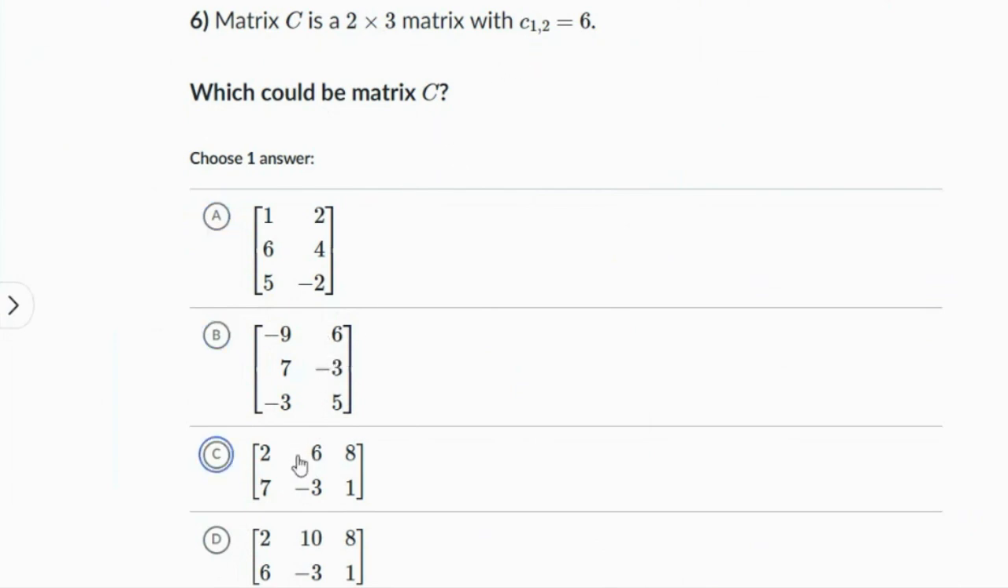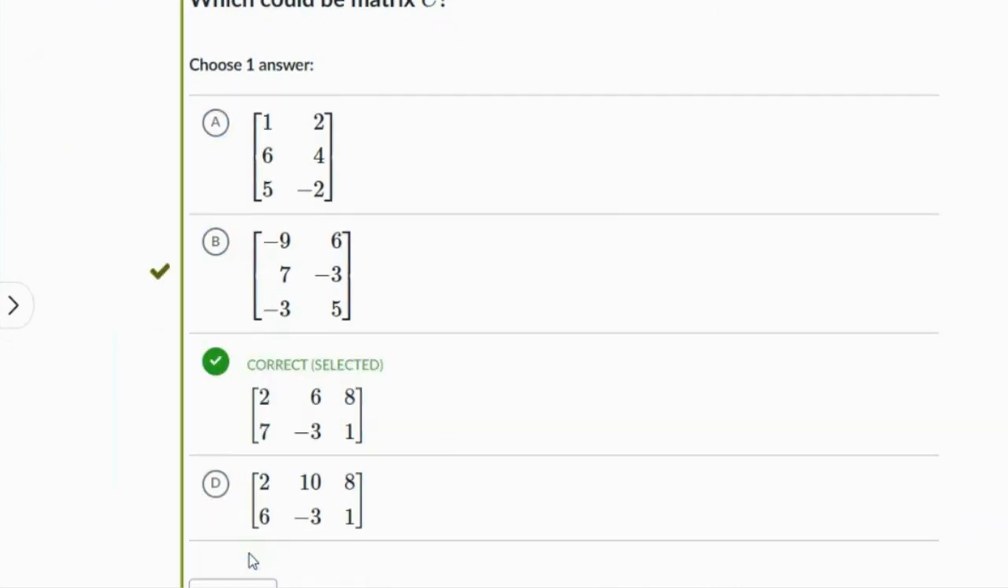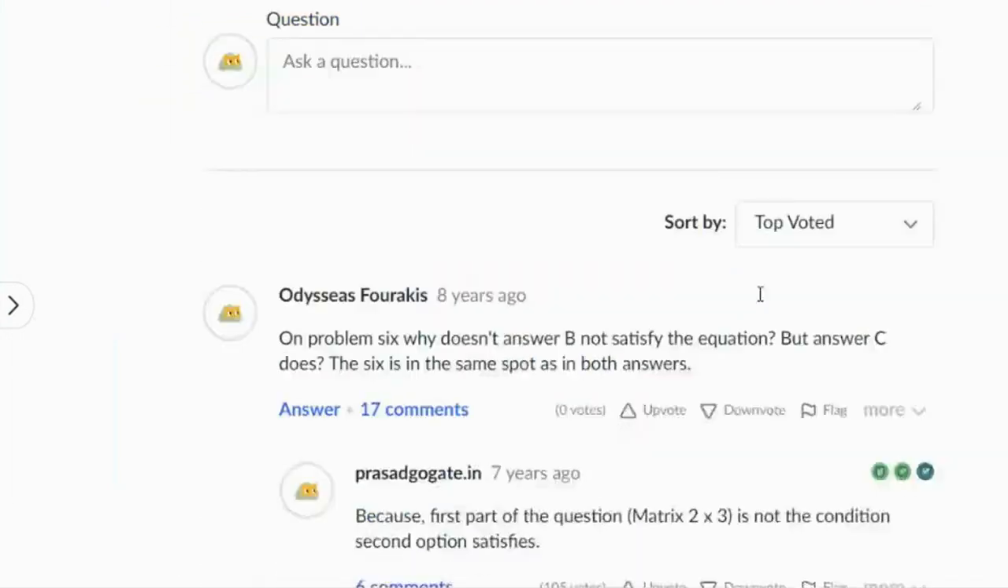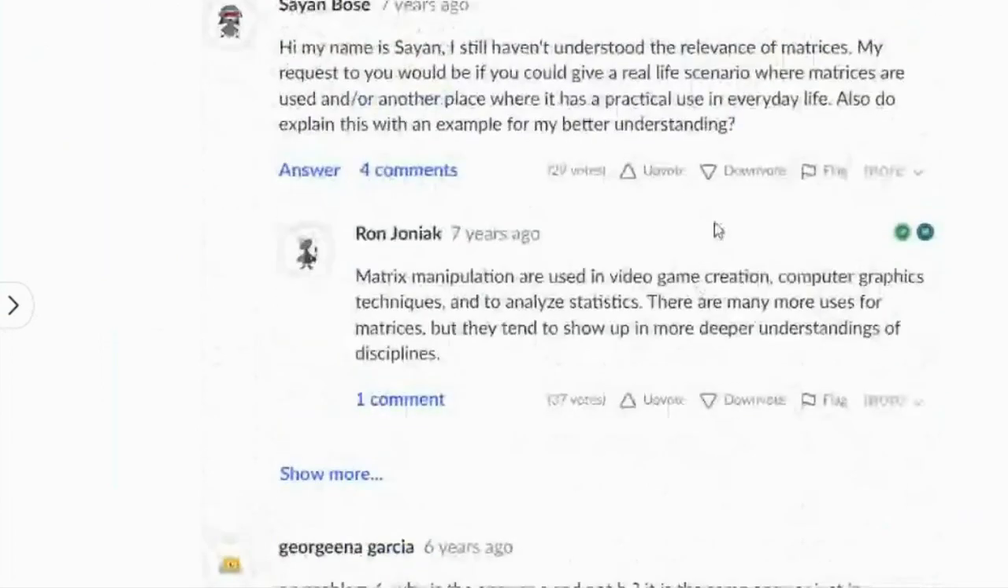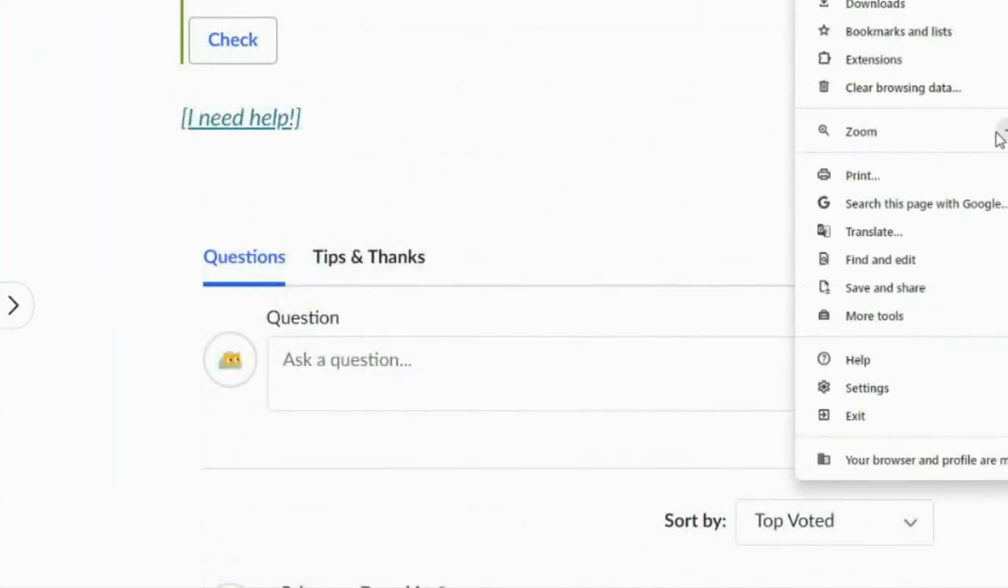C12 is in the right position on B and C, but only one of those is a 2 by 3 matrix. The other one's a 3 by 2. Remember, the rows are first, so the 2 is the number of rows and the 3 is columns. This has 1, 2, 3 rows, so this is a 3 by 2, not a 2 by 3. So it is C. We click C, check. Yes, that is the correct one. And then it's got where you can ask questions if you have questions. So that is all of that lesson. Let me back off there a little bit.